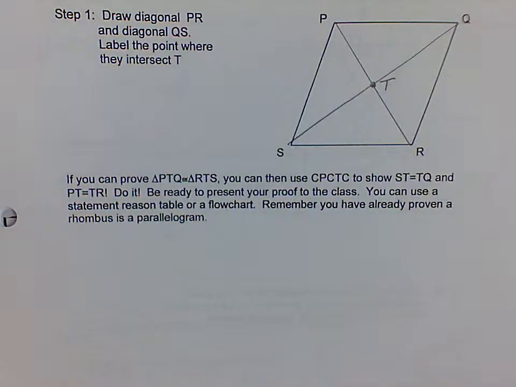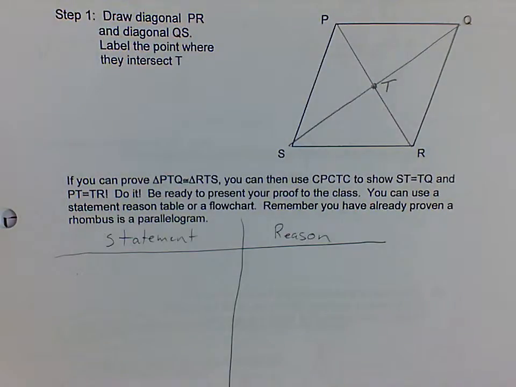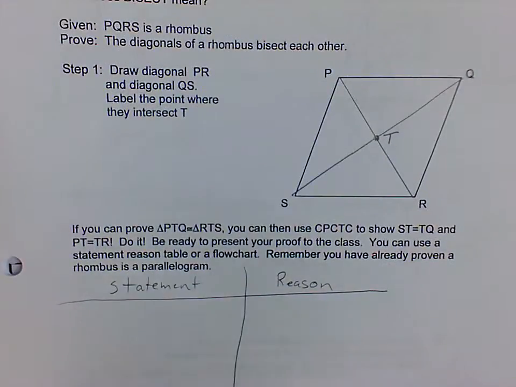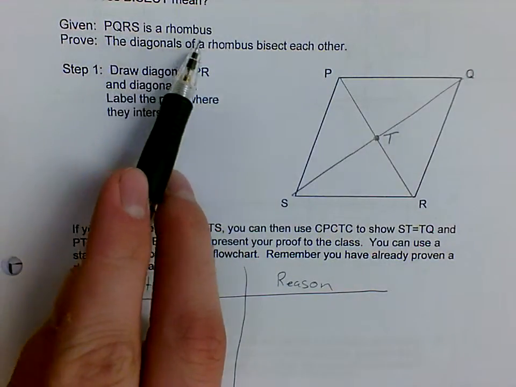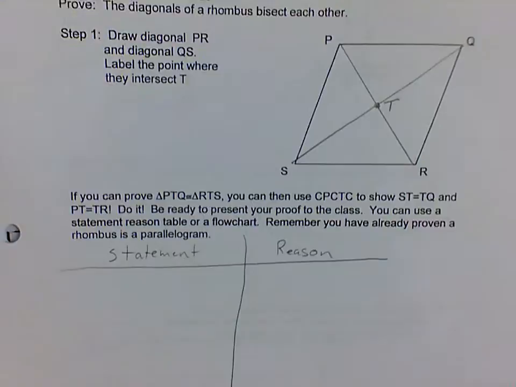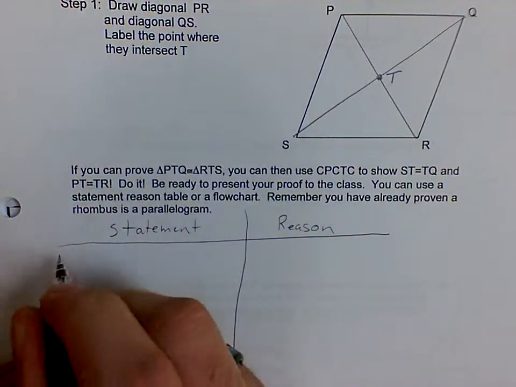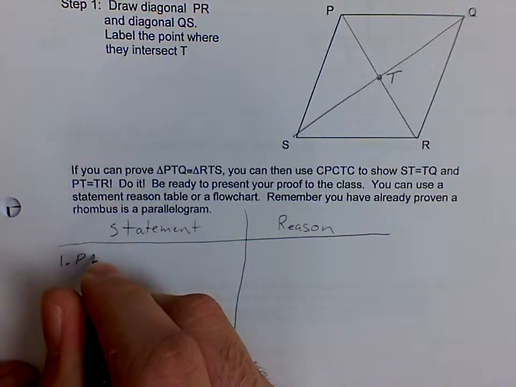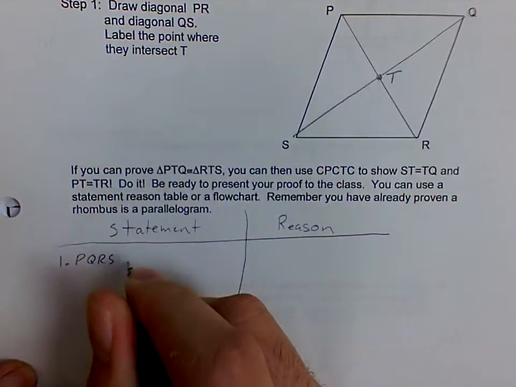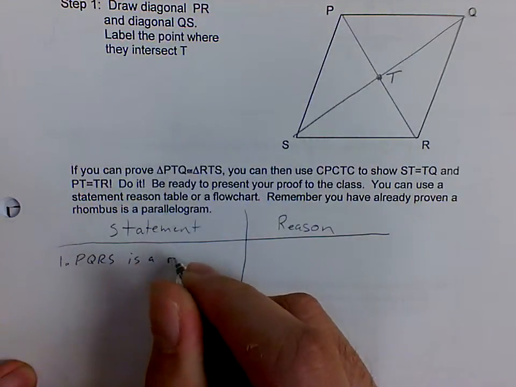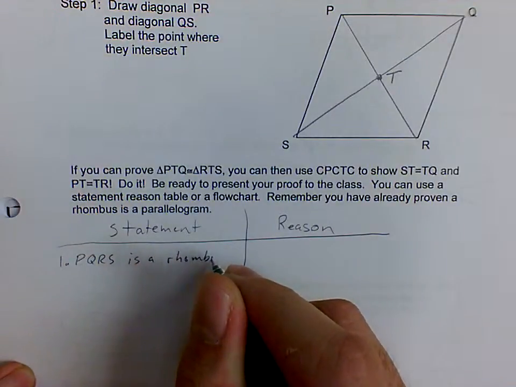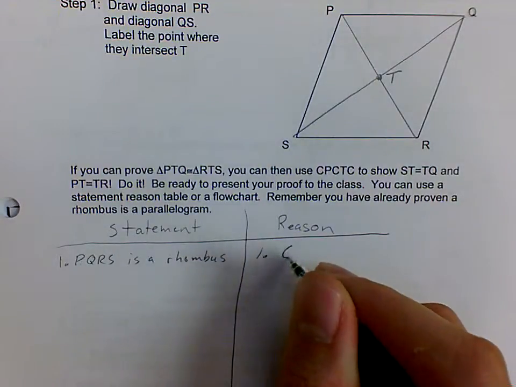So let's start with our statement reason table. Let's start with what we are given, and you can see here it says exactly what we're given. PQRS is a rhombus. So number 1, PQRS is a rhombus. And that's going to be given.